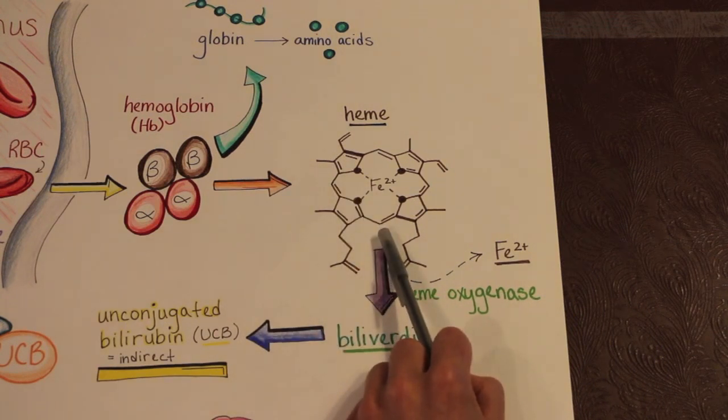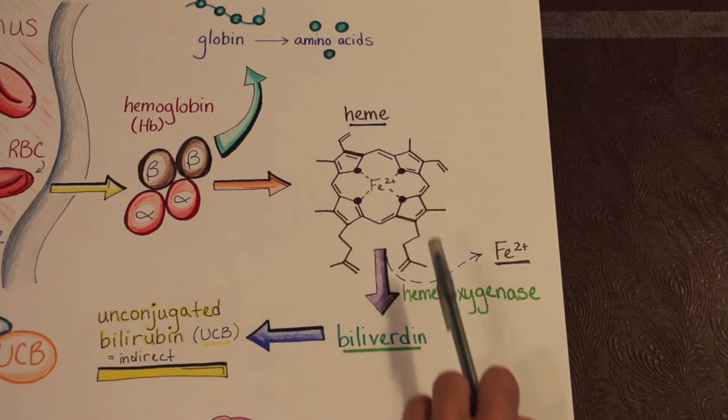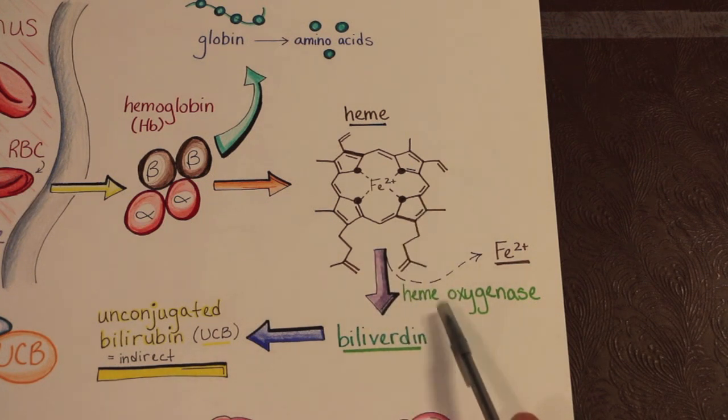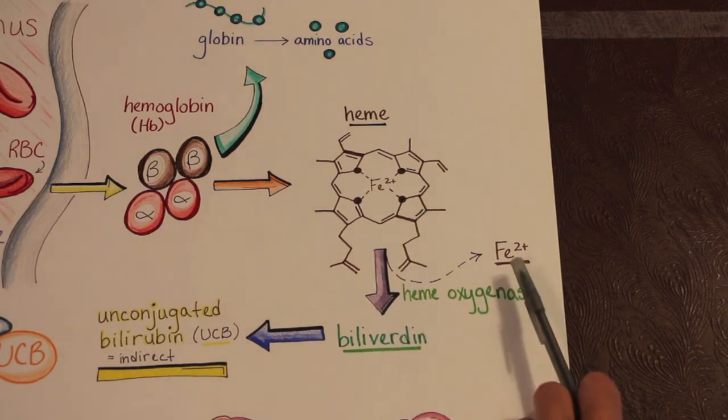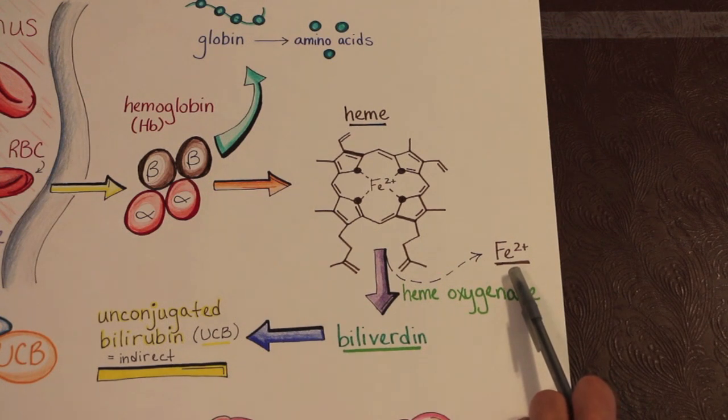The first enzyme that works on this is heme oxygenase, and that degrades heme into biliverdin and also iron. The iron from the splenic macrophages is efficiently recycled, just like the globin amino acid monomers.